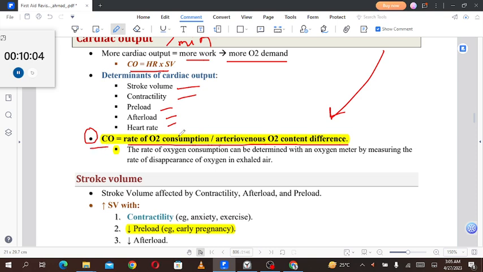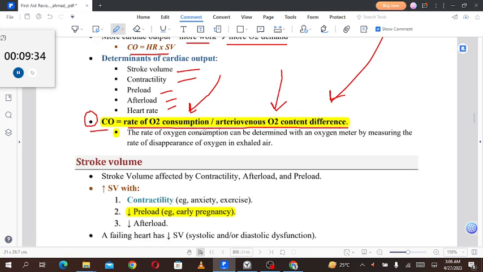But the point is that in one of the UWorld questions, they told me that the heart rate and stroke volume were given. So what else is needed to calculate the cardiac output? We needed the rate of oxygen consumption. So the formula is very important: cardiac output is equal to rate of oxygen consumption divided by the arteriovenous oxygen content difference, because cardiac output is directly proportional to the oxygen demand or oxygen consumption. The rate of oxygen consumption can be determined with the oxygen meter by measuring the rate of disappearance of oxygen in the exhaled air.